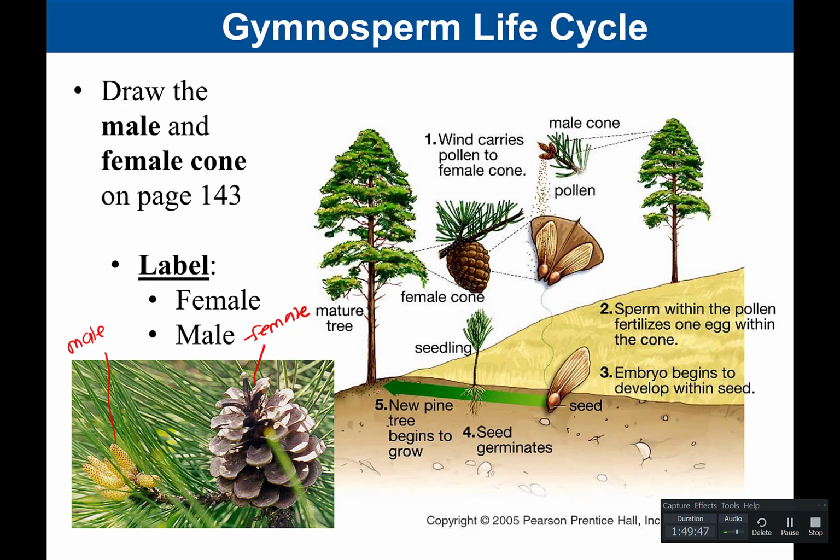So for the gymnosperm, you need to draw the male and the female cone on page 143. And you need to label the female cone and the male cone. As you're going through this presentation, if you need more time to draw, just pause your video, draw it, and then push play to go to the next one.